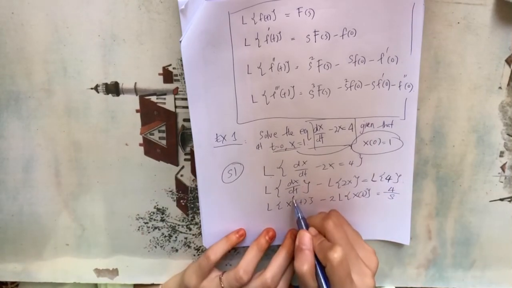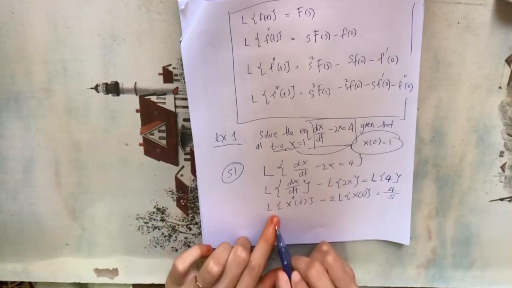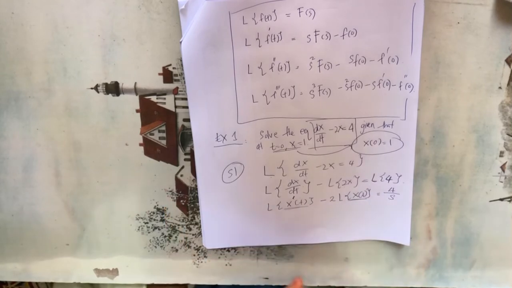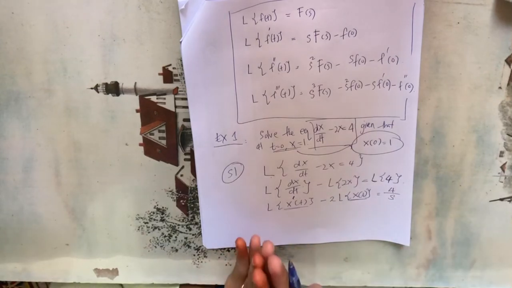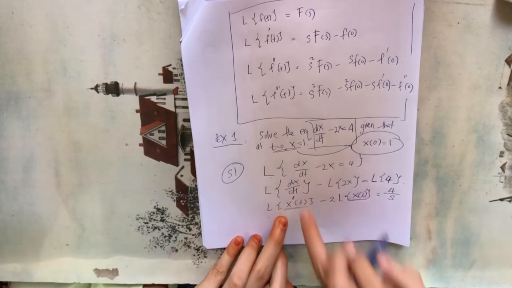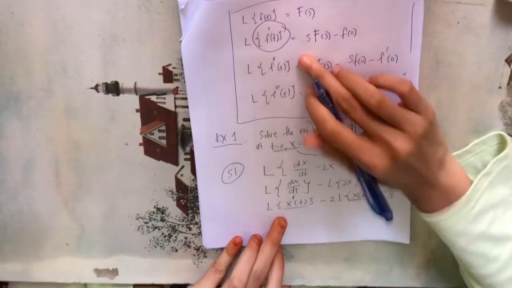Now, we are still in step number 1, we haven't finished yet. Next is to substitute this and this. We don't want to have x prime t, x t, and so on. We want to substitute with F(s), and we don't want to have t. Just now I showed you f prime.